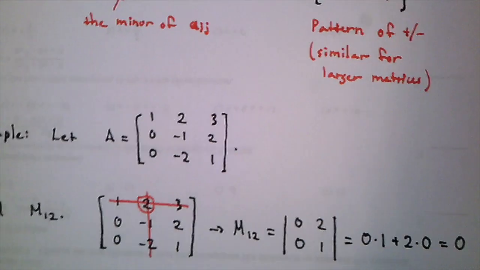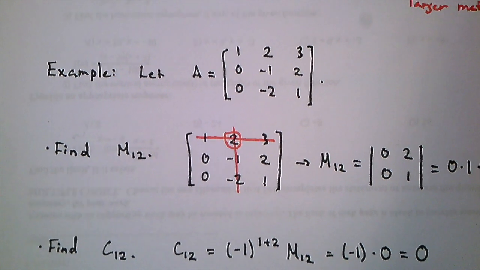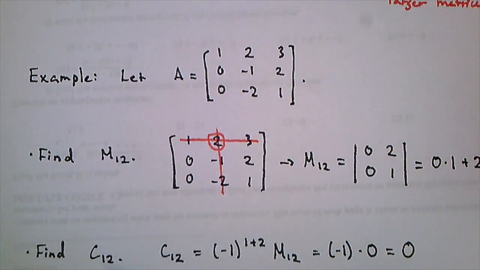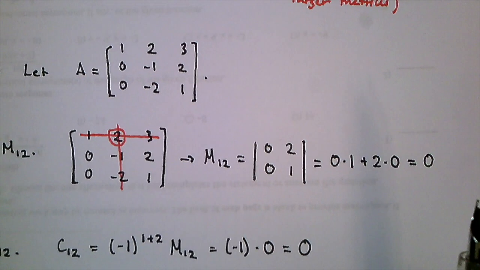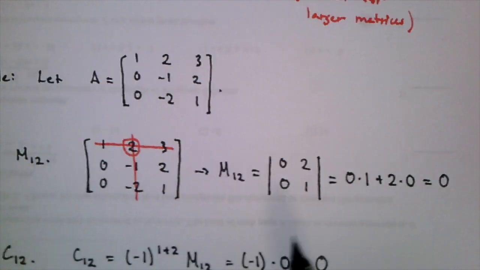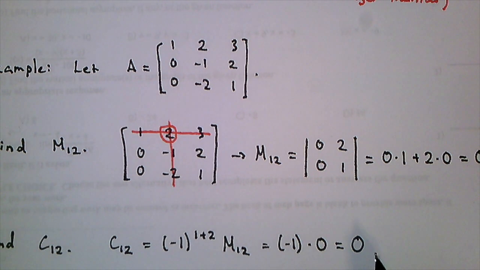Now we'll do the cofactor for 1, 2 as well. We want to find C12. And C12 is -1 to the 1 plus 2 power, so we're just adding 1 and 2. And then we multiply by the minor M12. -1 to the third power is -1, and we know that this minor M12 is 0, since we already computed it. -1 times 0 gives us 0 for the cofactor of 1, 2.